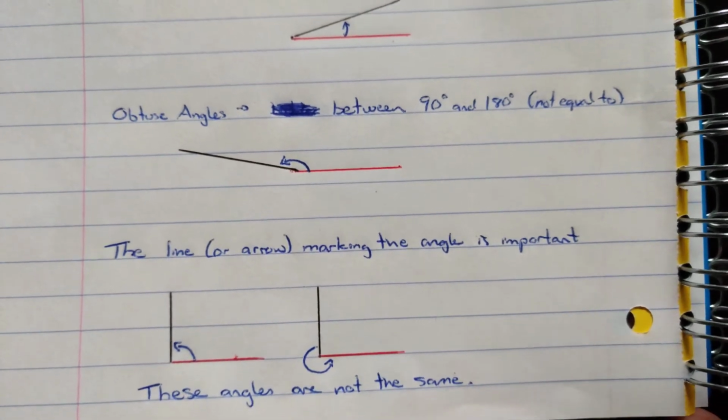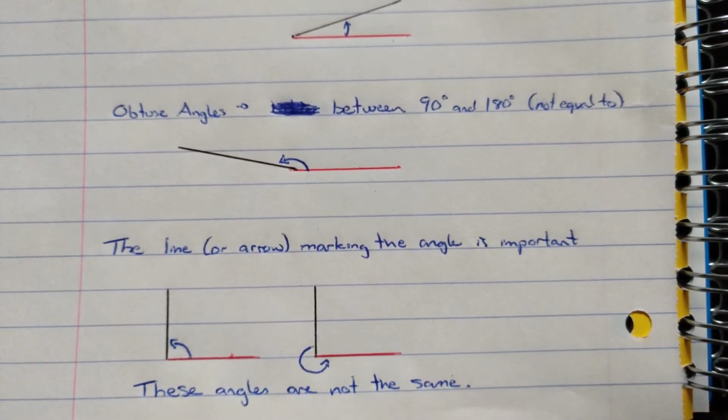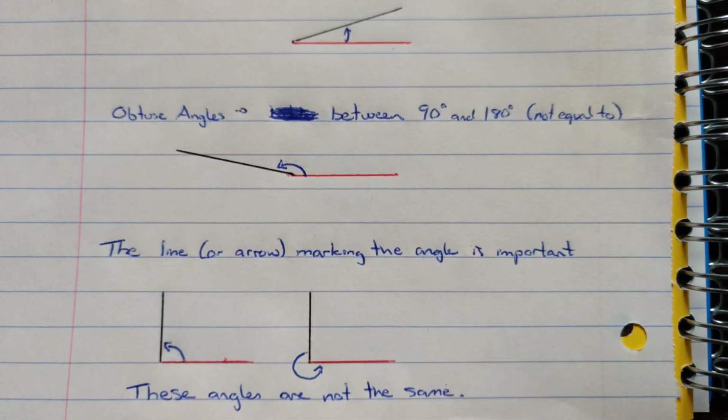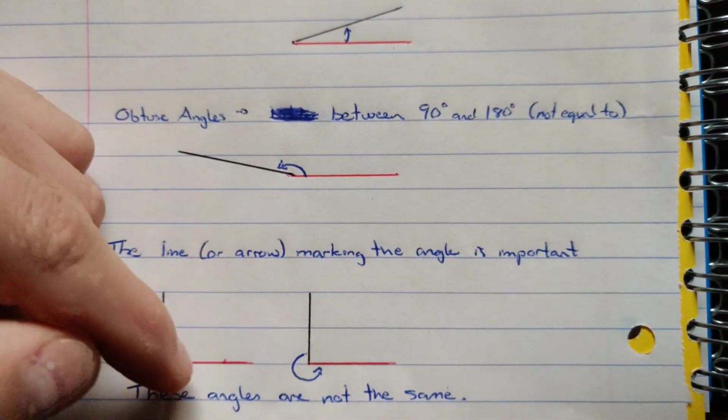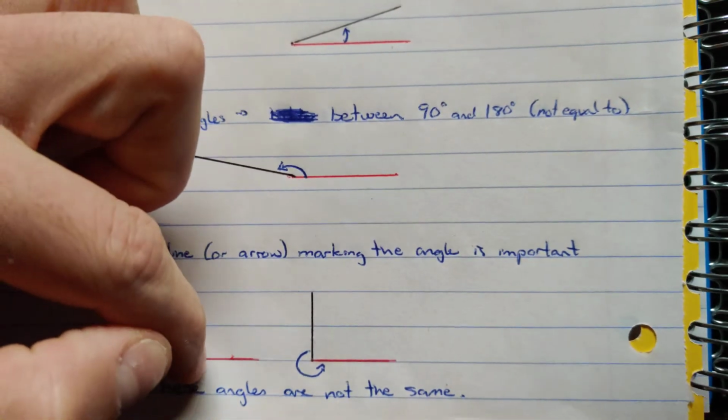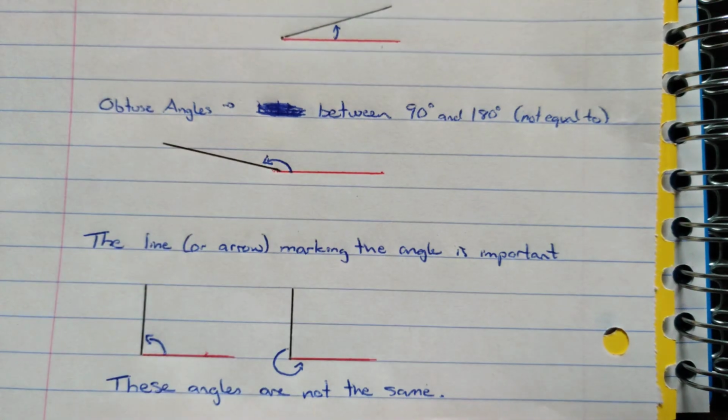It's important to note, I'm using these arrows. Your textbook doesn't use the arrows, but it doesn't matter if the arrow is there. But the line showing where the angle is, that is important. This arrow here is marking the angle. This angle is not the same as this angle.